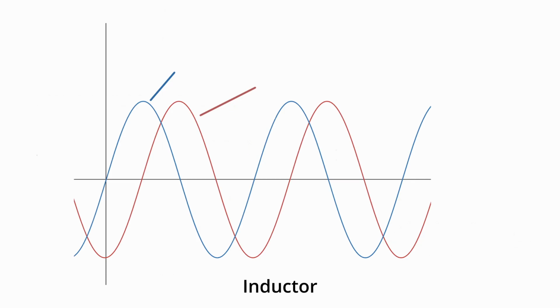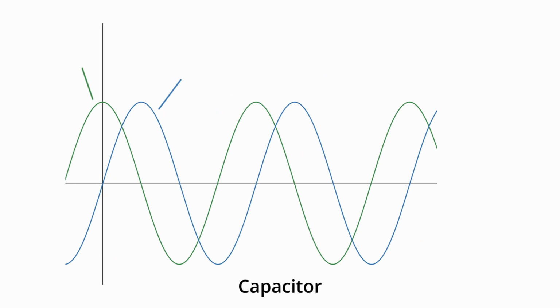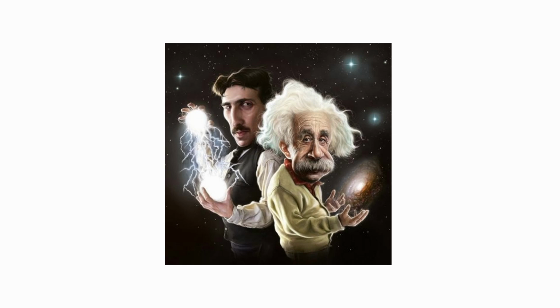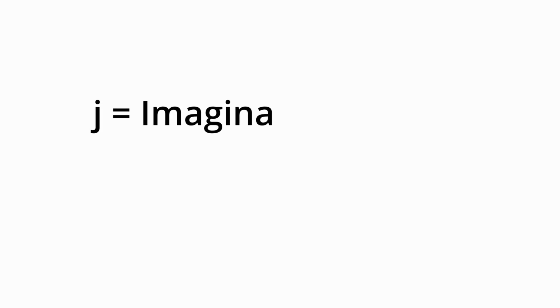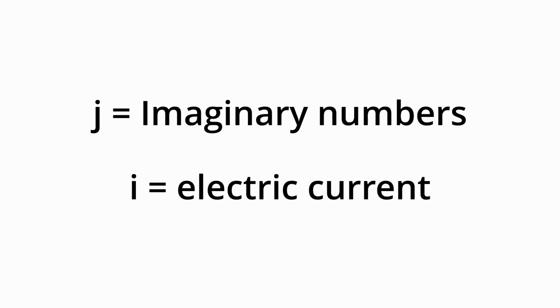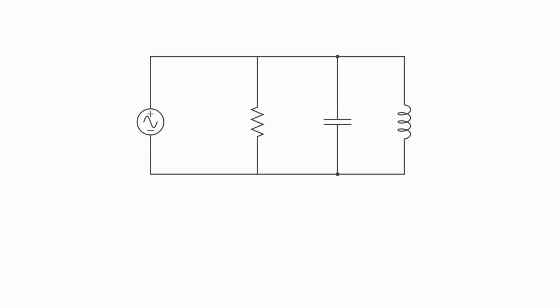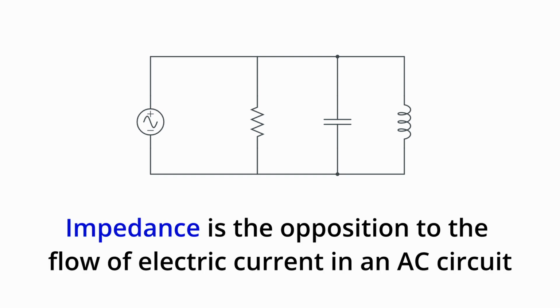What this means is that in case of the inductor, the voltage will reach its peak value before the current does, while the capacitor will reach the peak value after the current. In electrical engineering, we use a j to symbolize imaginary numbers instead of an i to avoid confusion with the current. This will affect the way we calculate the total resistance in a circuit, but now we'll refer to the total resistance of the circuit as impedance.